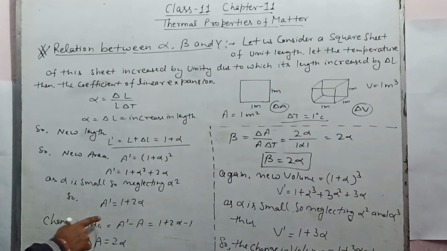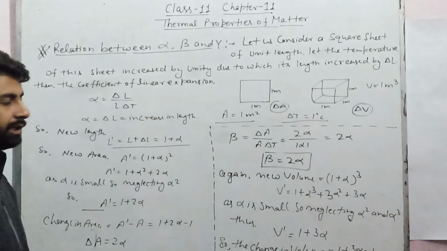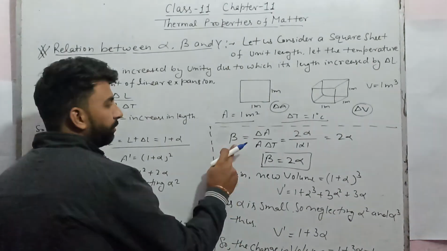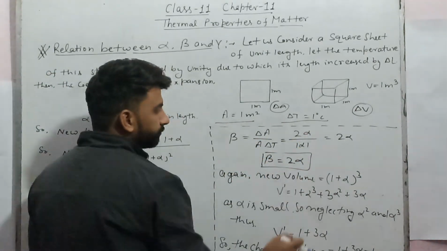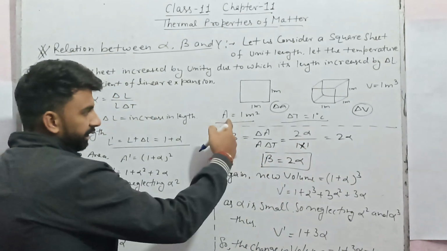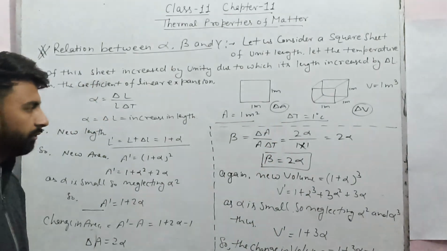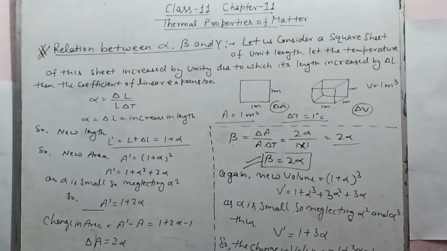Now change in area. This is the initial area of this sheet, and this is the final area. So change in area or increase in area, A dash minus A, is equals to 1 plus 2 alpha minus 1. So delta A is equals to 2 alpha. This is the increase in area. Now the coefficient of superficial expansion beta is equals to change in area upon initial area into change in temperature. So beta is equals to delta A upon A delta T, and delta A is equals to 2 alpha. So 2 alpha upon 1 into 1. This is not alpha, this is 1 cross 1 multiplication. 1 initial area 1 meter square, and delta T is also 1 degree Celsius. So beta is equals to 2 alpha. This is the relation between superficial expansion and linear expansion.